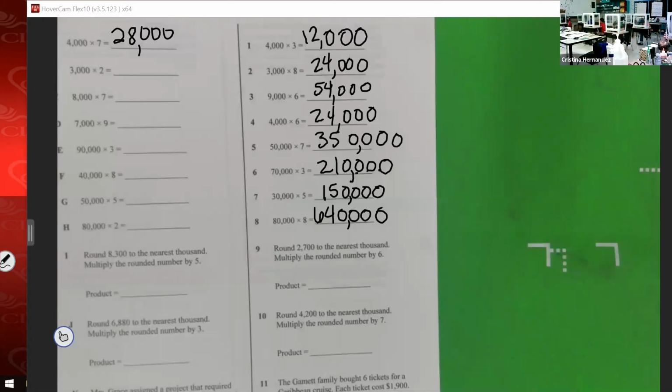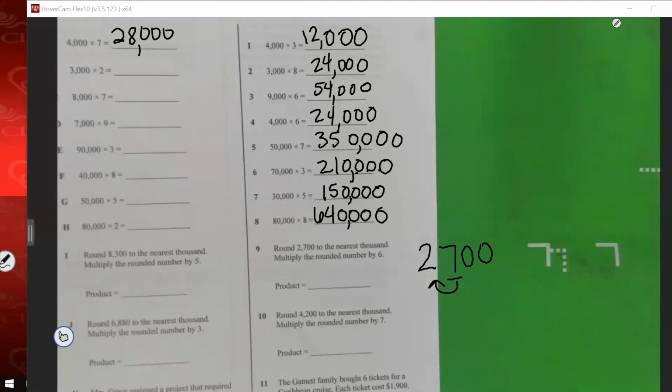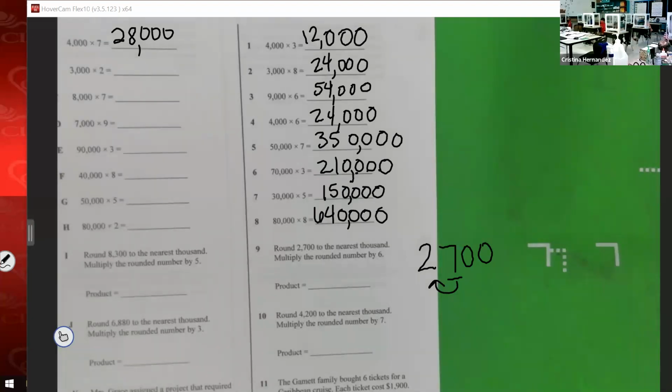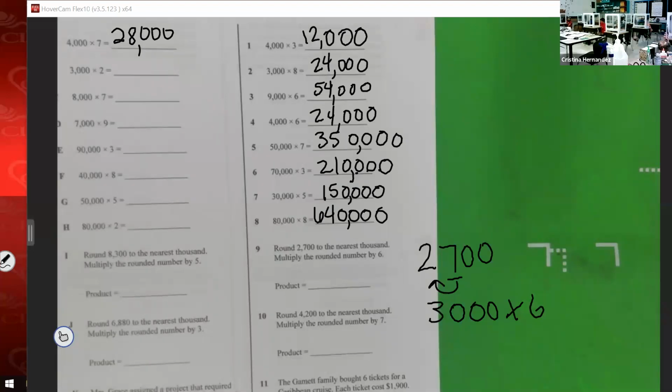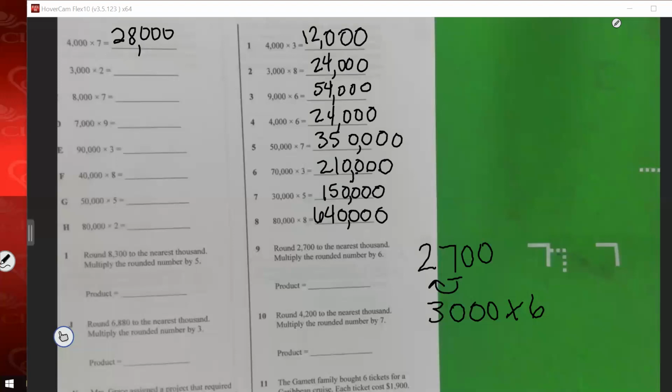We need to round 2,700 to the nearest thousands. Multiply the rounded number by 6. So, are we going to round up or round down? Chloe says round up. At home, do y'all agree with Chloe? Yes. So our 2 becomes a 3. So then everything behind the 3 becomes a 0. 0 times 6. And what do we get? AJ, what's 6 times 3? 3,000 times 6.